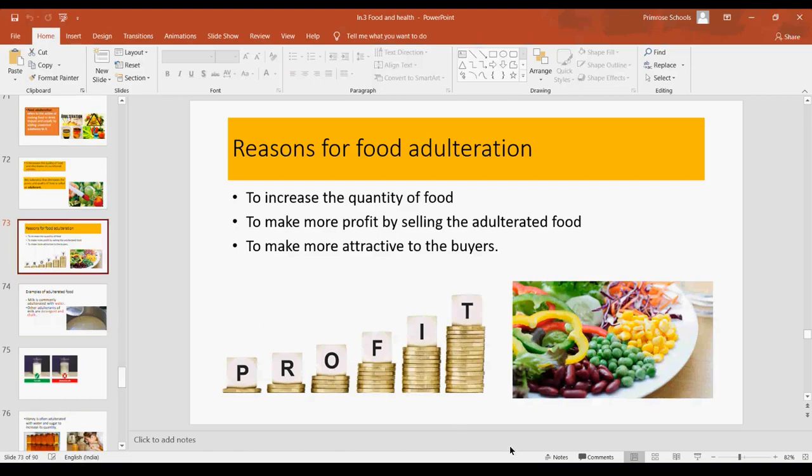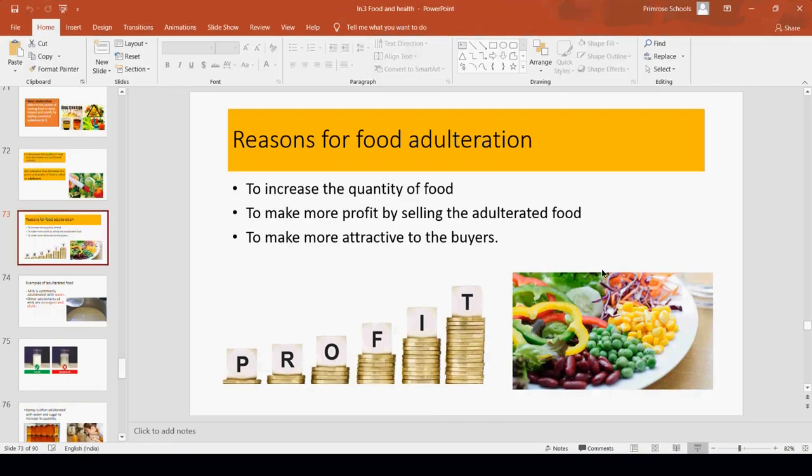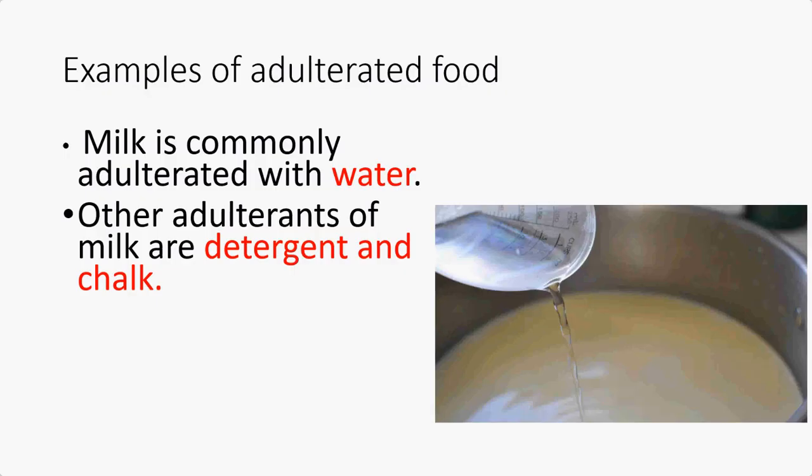So children, last class, ma'am was teaching about food adulteration and we stopped the class with reasons for food adulteration. Today we will learn a few examples of adulterated food and what adulterant they are using in particular food to make it attractive or to increase the quantity. Okay, first we will take milk as an example.